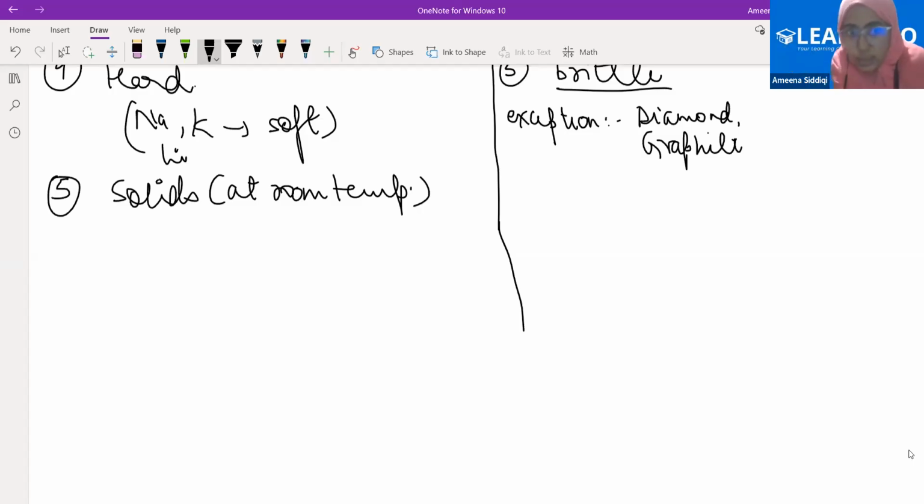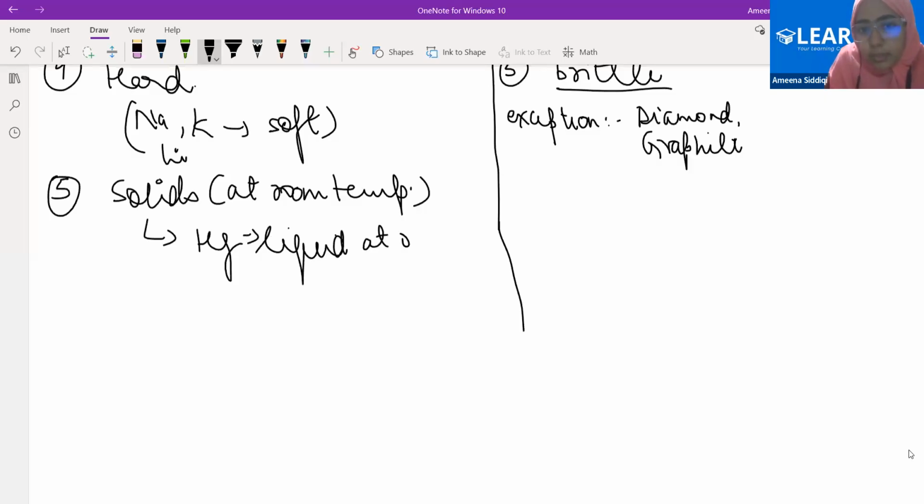So if I say metals are solid at room temperature, that is at room temperature. If I reduce or increase the temperature, they will not be solid anymore. A very important exception to this is mercury, which is liquid at room temperature.